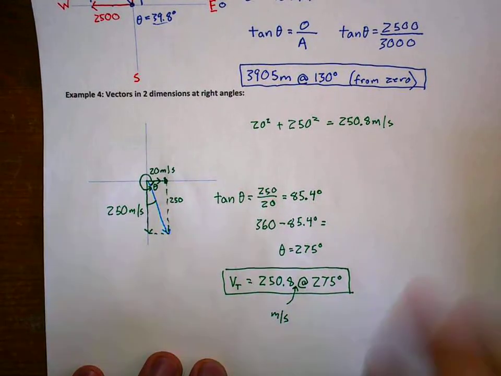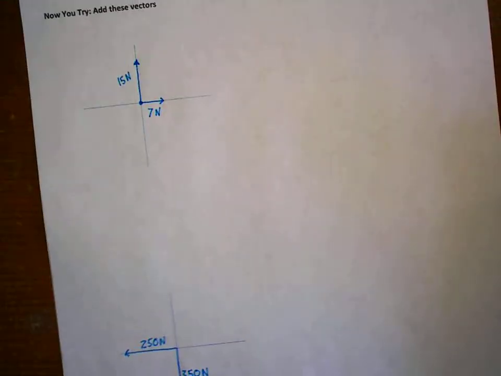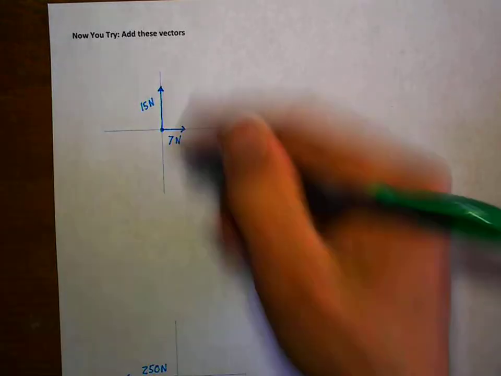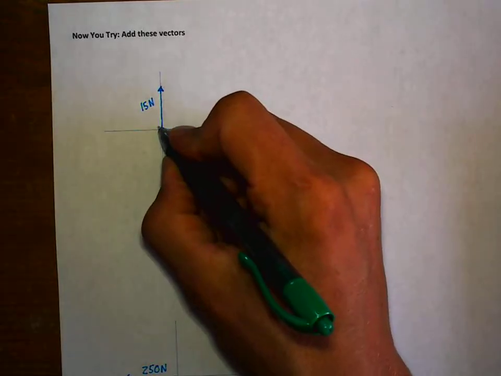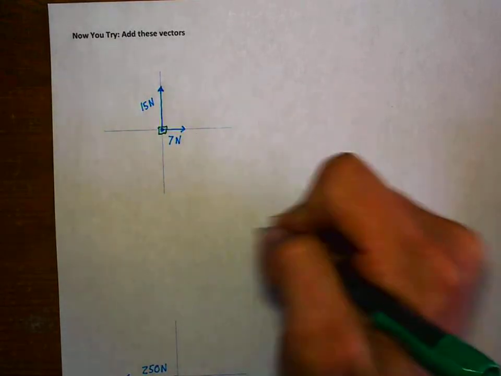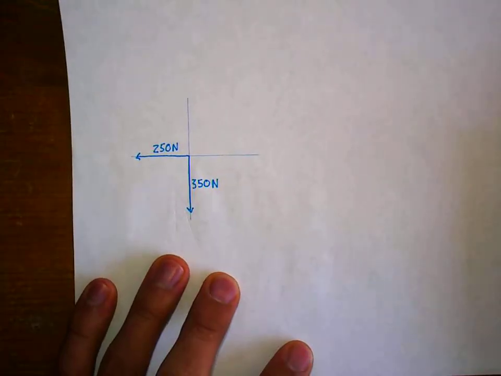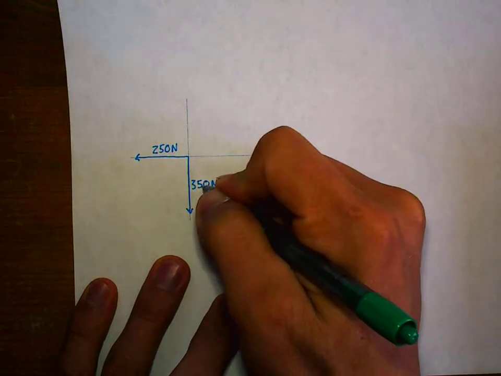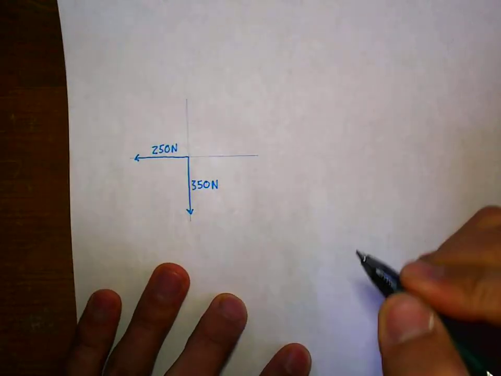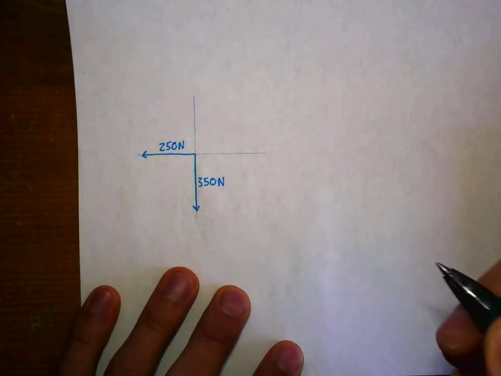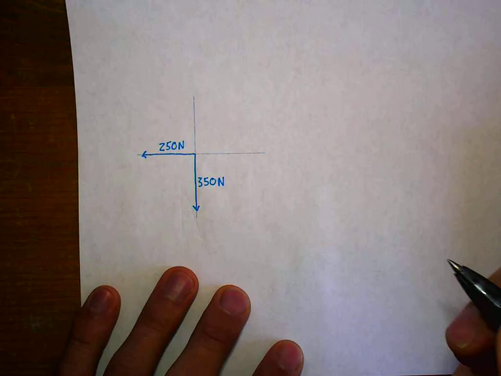Alright, try the back side. Here are your vectors that you're going to add. These two are force vectors, so there's a box or something right here being pulled in these directions. Give me the total force vector. These are also force vectors. There's something right here being pulled at 250 or 350 and 250, and you need to give me the resultant vectors. All right, try those on your own.